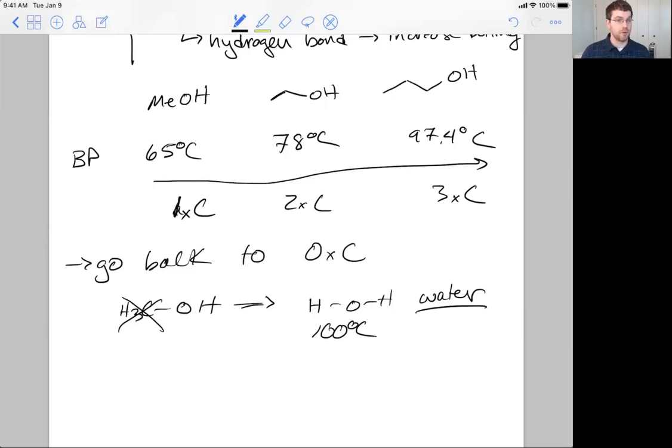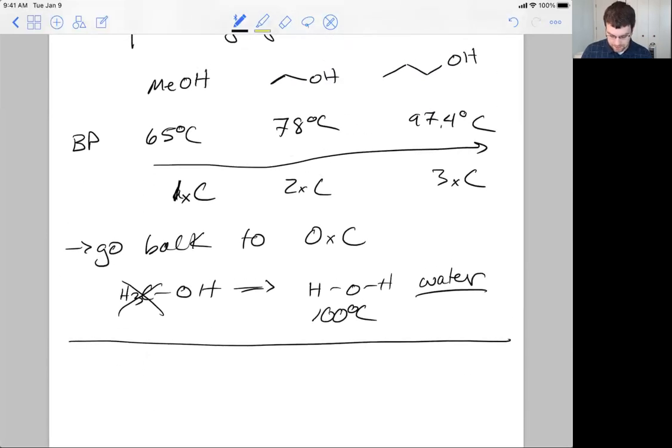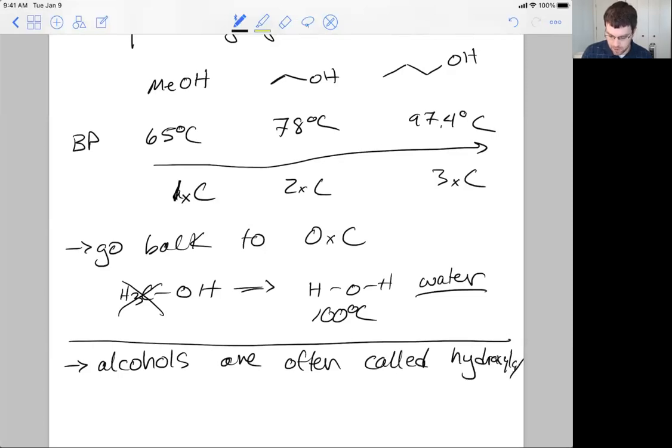But the important thing is that the alcohols are all at least liquids at room temperature, if not solids, with much higher boiling points. The last thing I'll mention is that alcohols are often called hydroxylated alkanes. Ooh, hydroxylated alkanes.